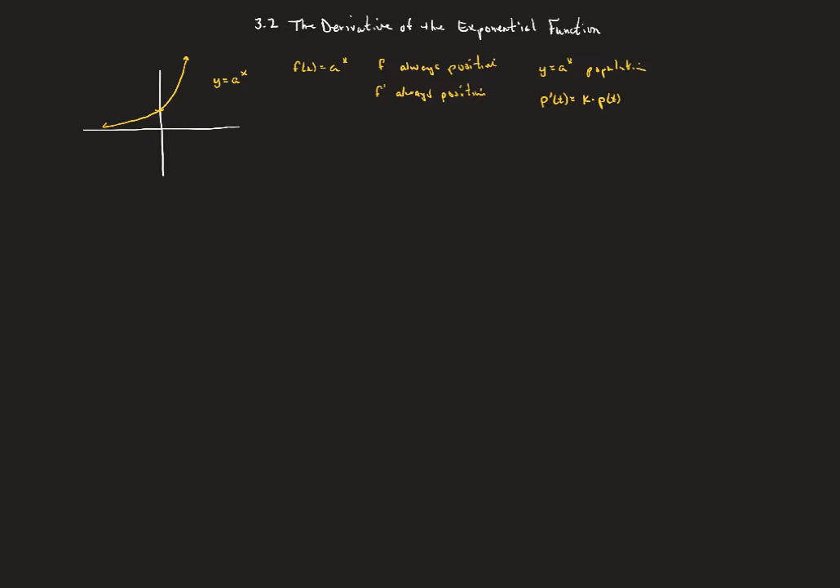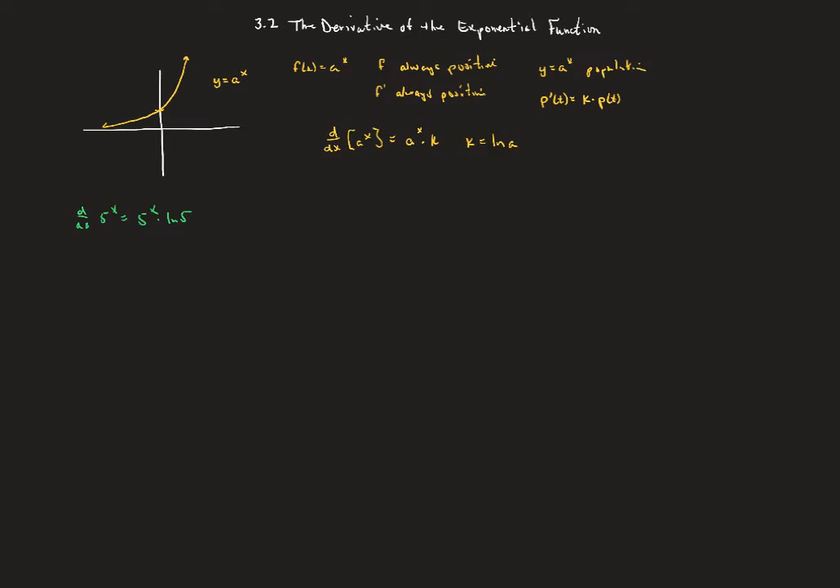I'm not really trying to prove that. But what we see is that the derivative of a to the x, any exponential, is going to be that same exponential times some constant k. And it turns out that k is the natural log of the base. So, for example, the derivative of 5 to the x is going to be that same exponential, 5 to the x, times the natural log of its base, natural log 5.